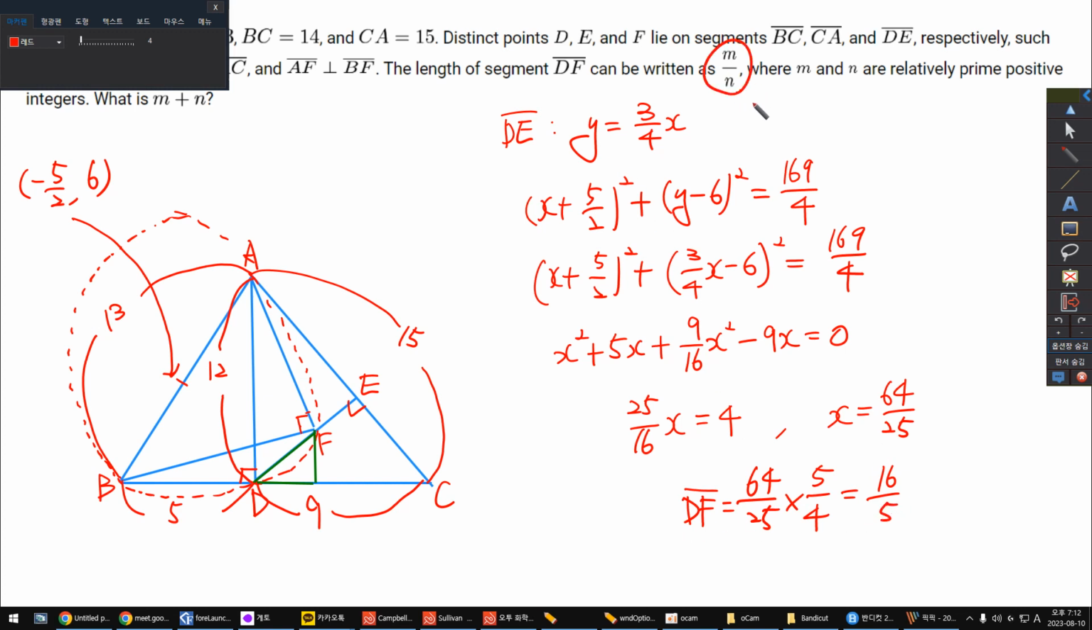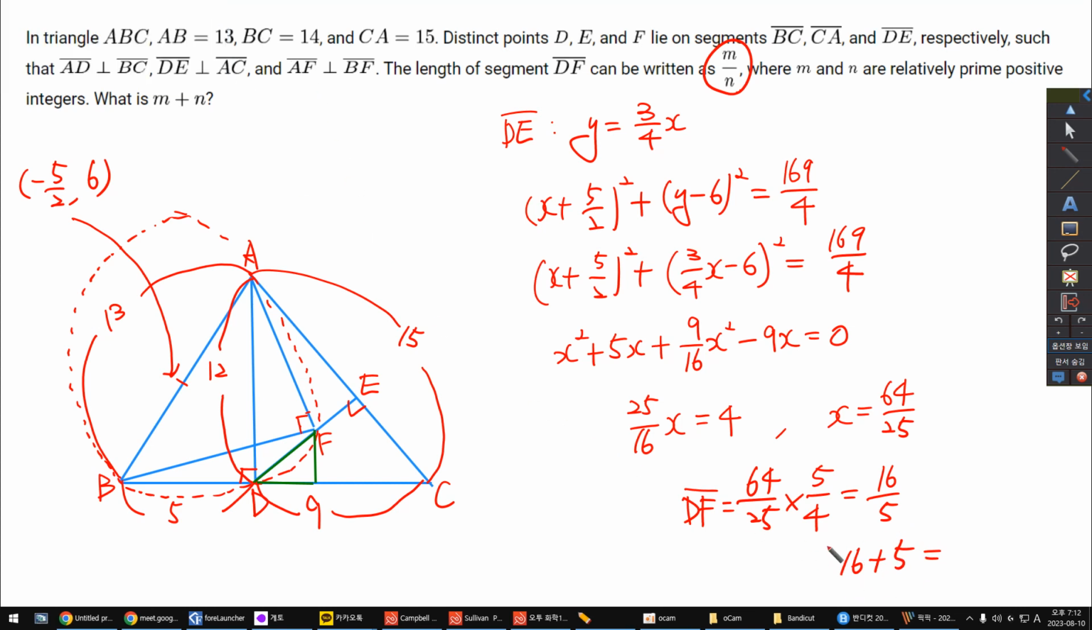And what's the sum of the numerator and denominator? Yeah, can you hear me? What's the sum of 16 and 5? 21. So the answer is 21.